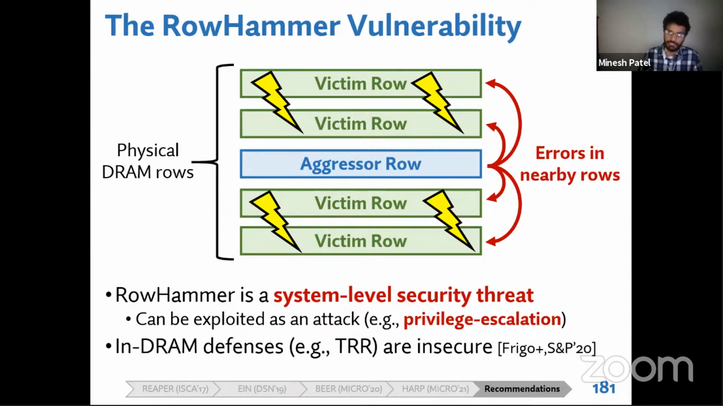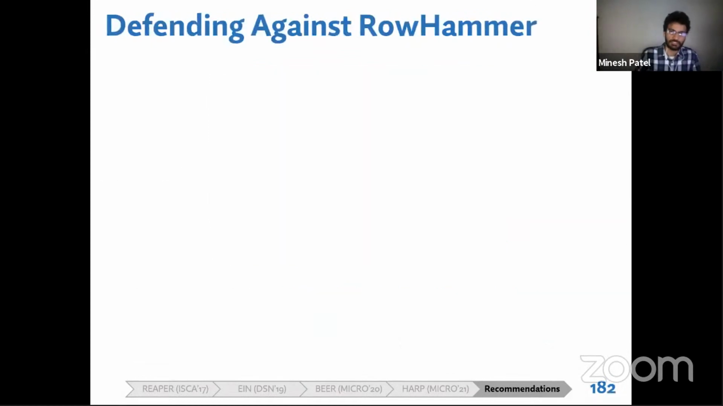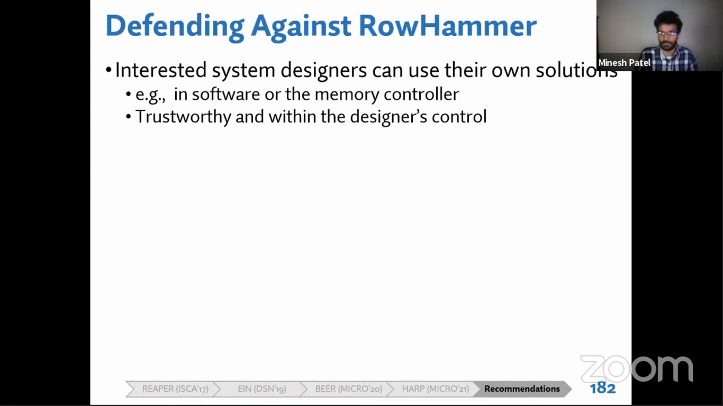Unfortunately, the DRAM defenses that are used to prevent rowhammer today fail to do so. And so a system designer who is interested in security may need to consider their own defense mechanisms. For example, in the software or within the memory controller, because such a solution would be trustworthy and within the designer's own purview and control.